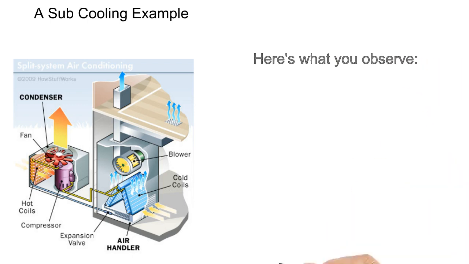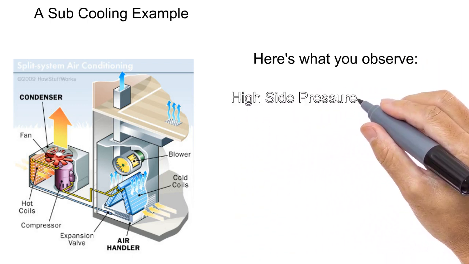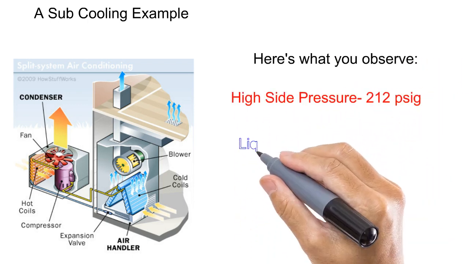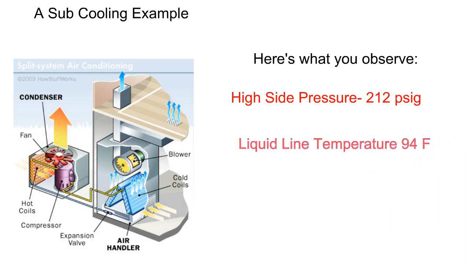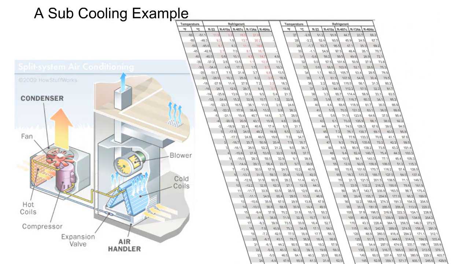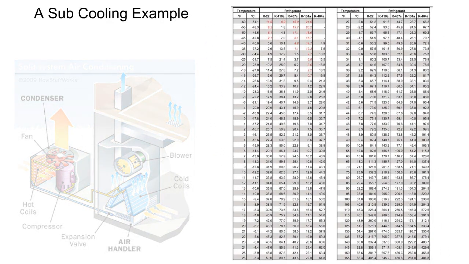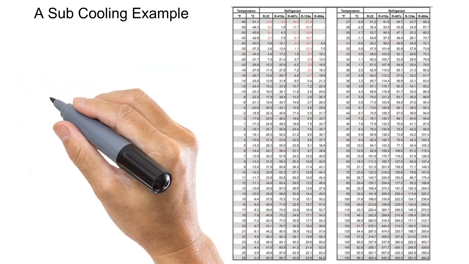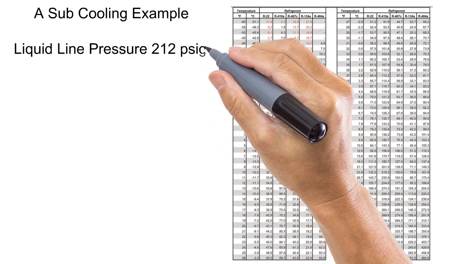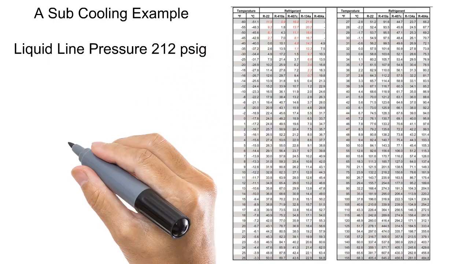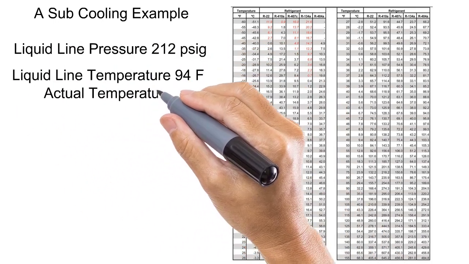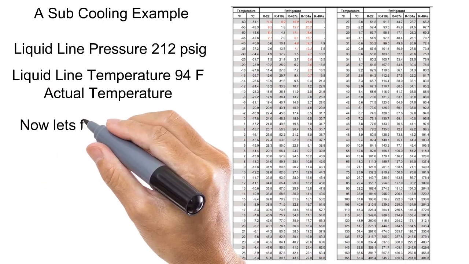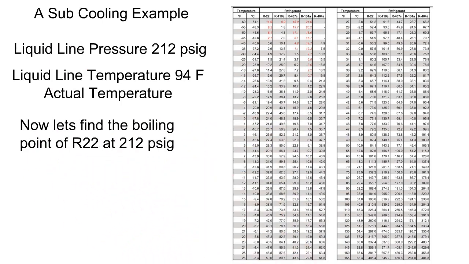And here's what you observe. You get a high side pressure reading of 212 psig, and your liquid line temperature is actually 94 degrees Fahrenheit. So it's time to pull out the R22 PT chart and find out your readings again. So recall that your pressure was 212 psig and that your temperature was 94.